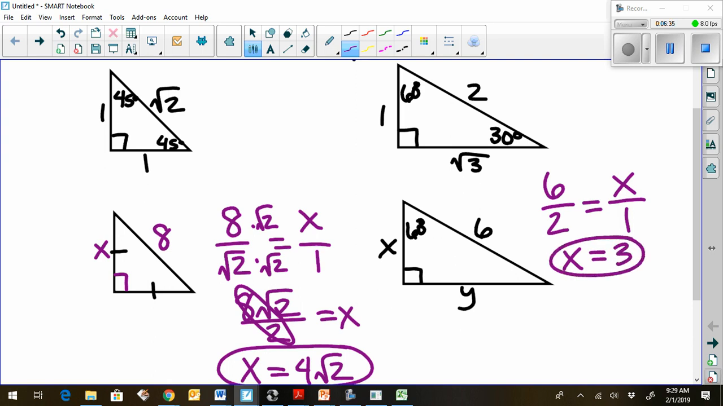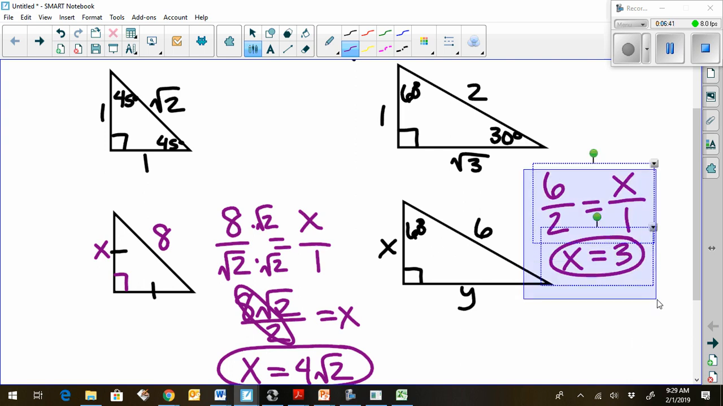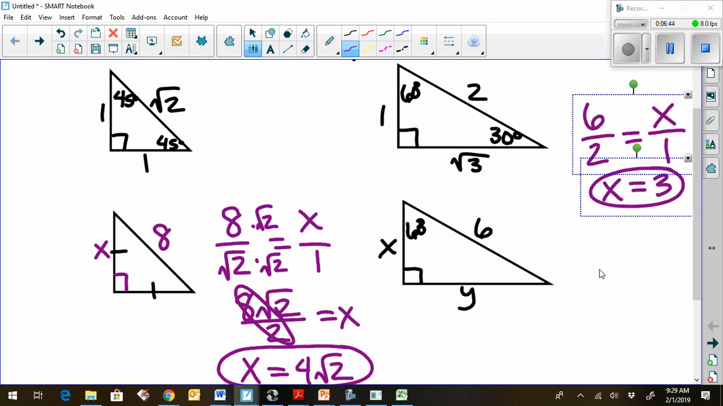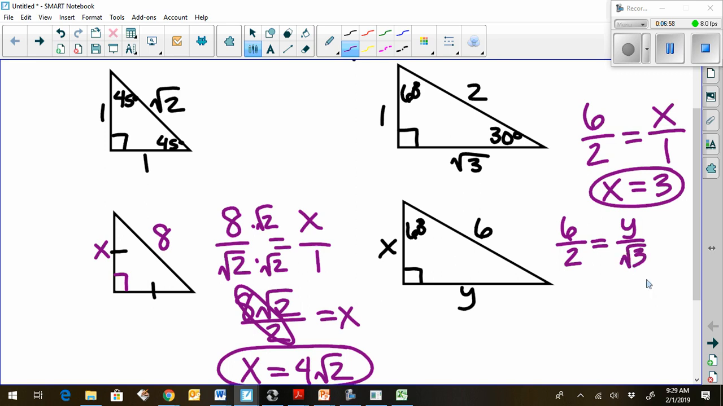Now if I want to solve for y, I'm going to move this first. So there's my x. For y, I can still use 6. So I could say 6 over 2 equals y over the square root of 3. Because, notice the cursor as I'm going through here. 6 is associated with 2, and y is associated with the square root of 3. So now we can simplify. 6 over 2, we get 3.